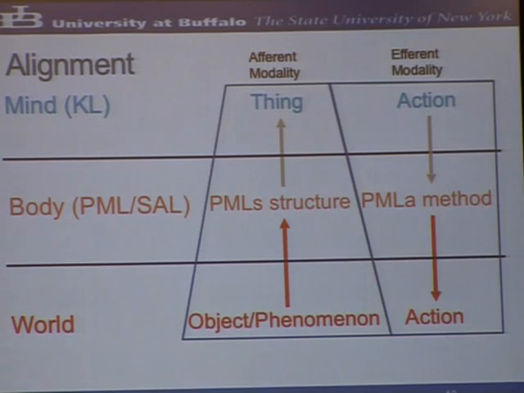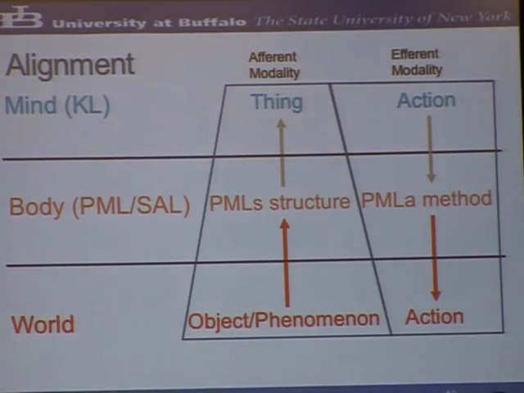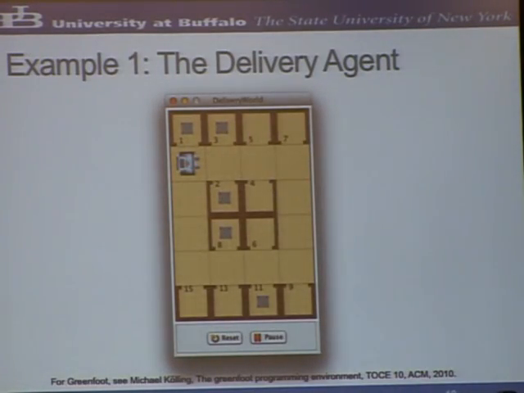So alignment is our approach to the symbol anchoring problem. On the afferent side, there's some object or phenomenon in the world that's sensed at the SAL. It constructs some PML structures. Those are perceived, and the result of perception is some mental entity, that's represented in the knowledge layer by some SNEPS terms. On the efferent side, there's a SNEPS term that denotes some action. It's implemented by a PMLA method, which eventually results in some action in the world taking place. Okay, there are no questions so far.